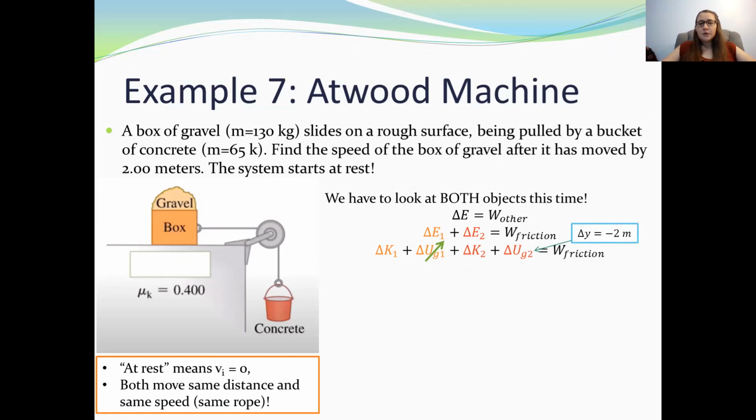We wouldn't necessarily have to choose the tabletop as our 0 point, but let's say we chose where the bucket is initially as our 0 point. This bucket of concrete is falling downward by 2 meters, because that box of gravel is moving sideways by 2 meters. So that change in the height for this bucket of concrete is going to be negative 2 meters, no matter where our 0 point is.